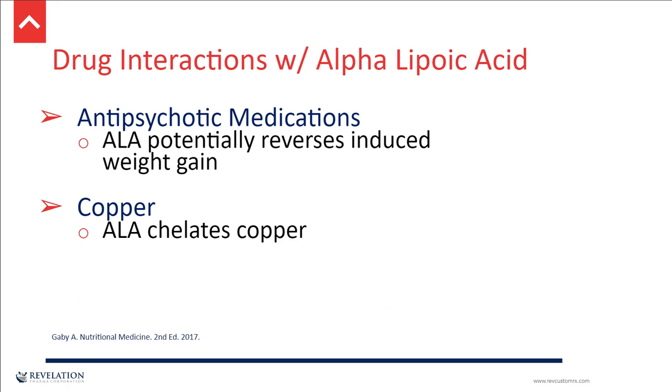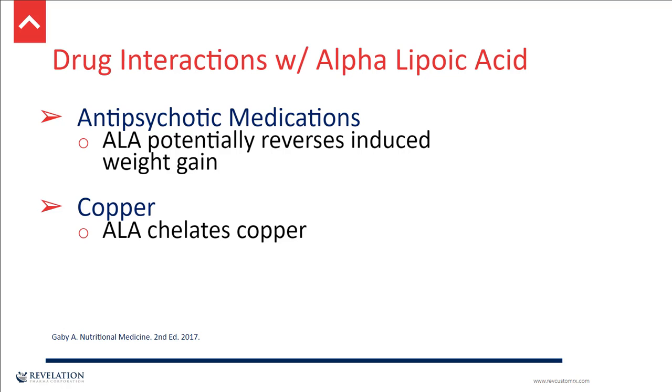So drug interactions with alpha lipoic acid: with a lot of antipsychotic medications, alpha lipoic acid will potentially reverse the induced weight gain to some degree. The weight gain with a lot of the antipsychotics is a really, really bad side effect, and it can really trigger the whole metabolic syndrome pathway. So really a good side effect drug interaction here. In those kinds of patients, alpha lipoic acid can, through its mechanism, potentially reverse to some degree or fight against that induced weight gain by improving that metabolic pathway and blood sugar control.